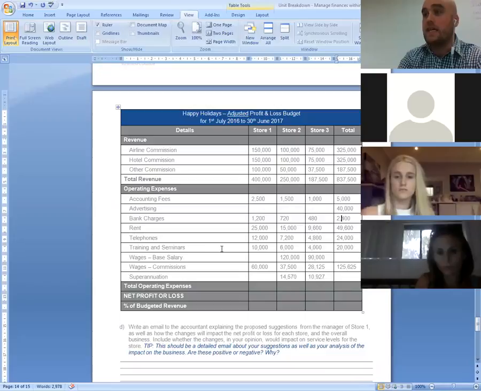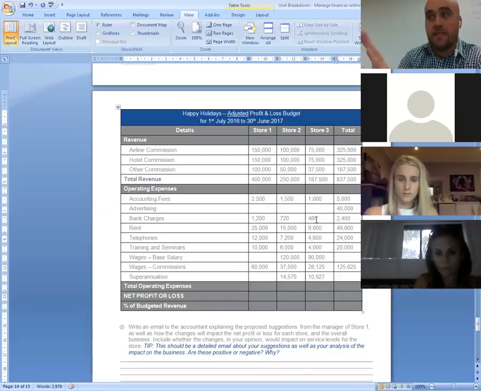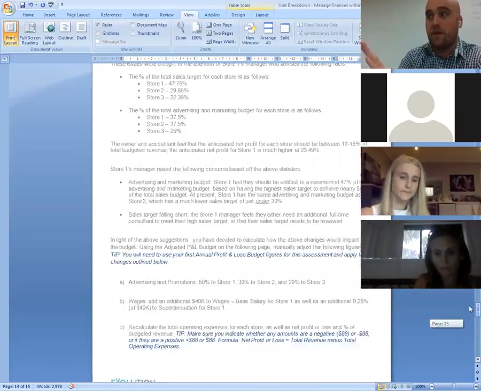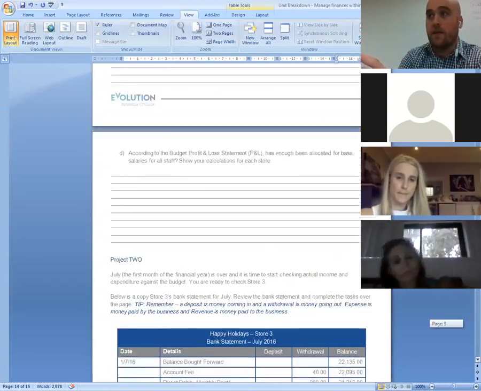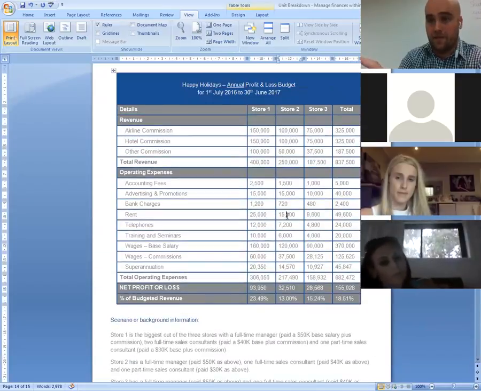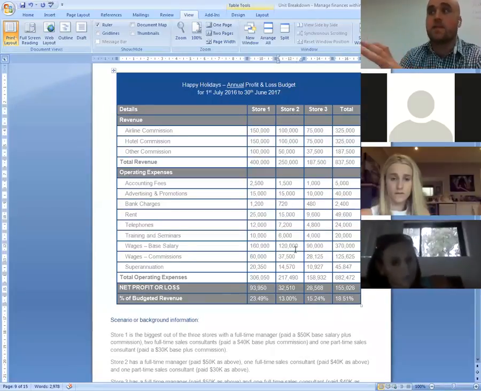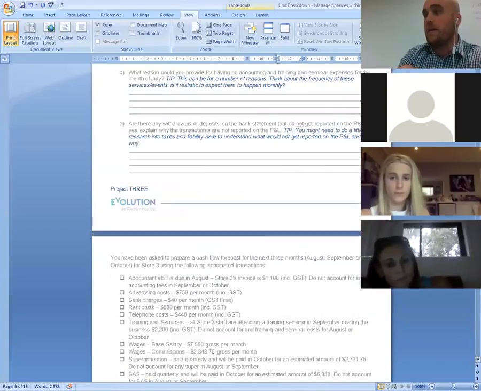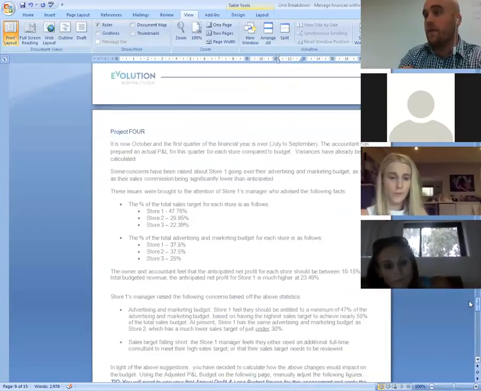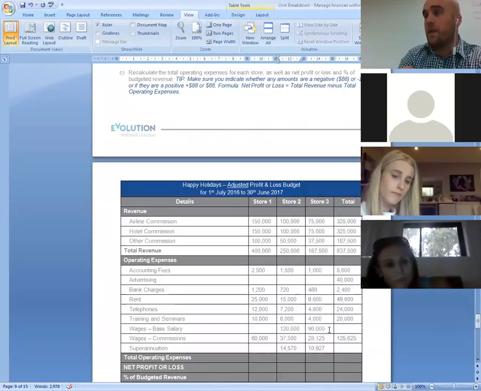What we're going to do then is change the base salary wages for store 1. Now for these calculations here, just remember the original budget is this one here. So everything in here was how it was, and we're going to be adding to or changing this original budget. So when we come down here, where are we?